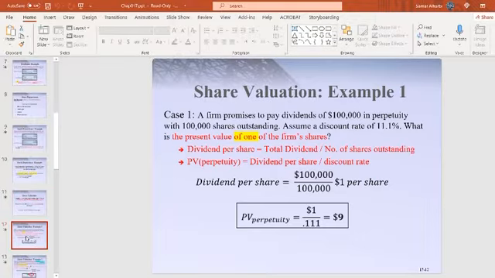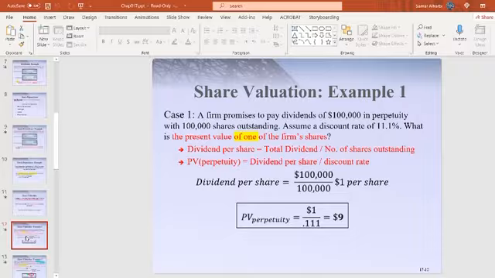A firm promised to pay dividends of $100,000 in perpetuity with 100,000 shares outstanding. So what do we have here? The firm promised to pay how much? They want to pay $100,000 forever as a dividend. And how many shares do they have? 100,000 shares. Now, what does this mean? This means every share will receive $1. They will distribute 100,000 for 100,000 shares. Each share will receive $1 in dividends.